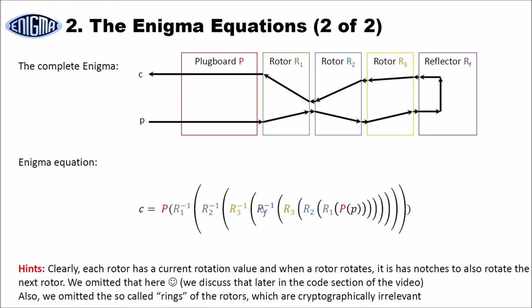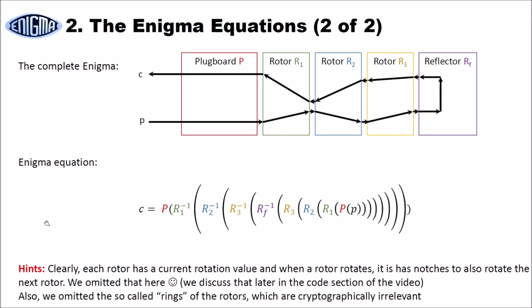Then it goes through the reflector, and I just see here's a small error. It's not the inverse reflector. It could be the inverse reflector because the reflector is self-inverse. That means that RF equals RF to the power of -1. But we could just remove the -1 here. Then it goes through the inverse rotor 3, the inverse rotor 2, the inverse rotor 1, and then again through the plug board. And this is the Enigma equation.